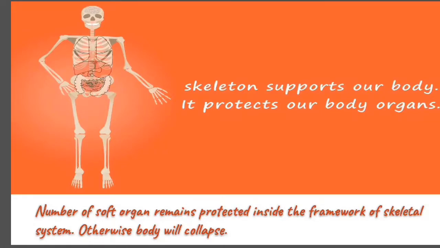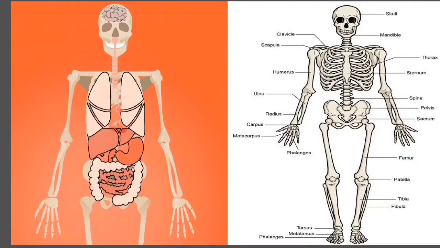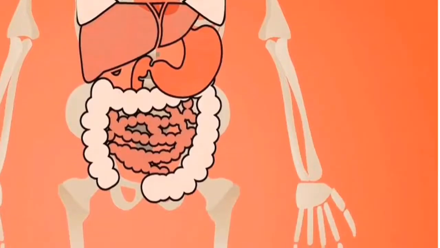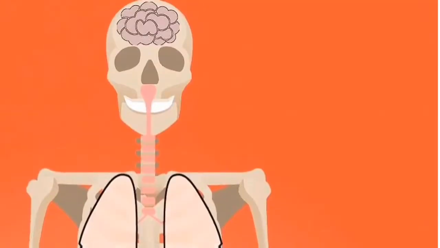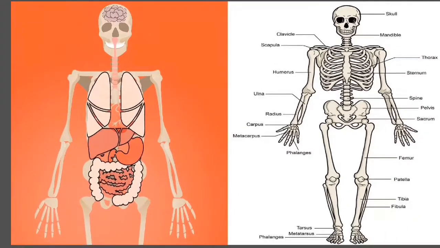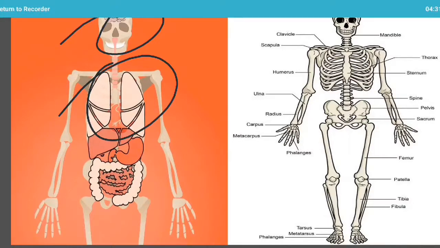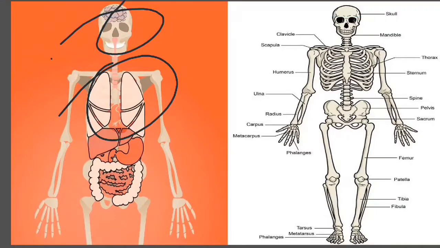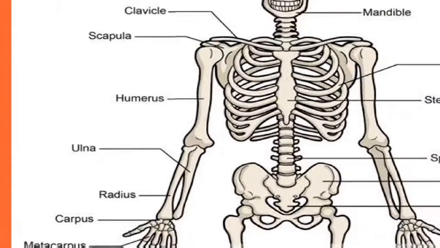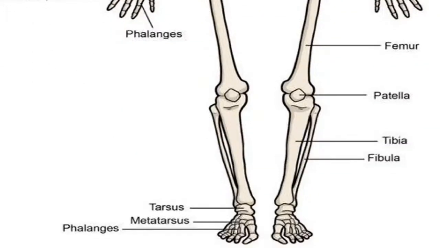So let's begin. Have a look here. I have shown how these organs exist within the framework of our skeleton. These organs exist in our whole body, the lungs, the brain, all these things are existing here with proper functioning. And this is our whole skeleton, and we're going to talk about this further.